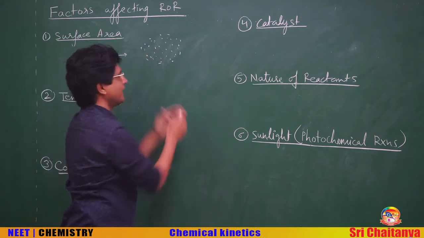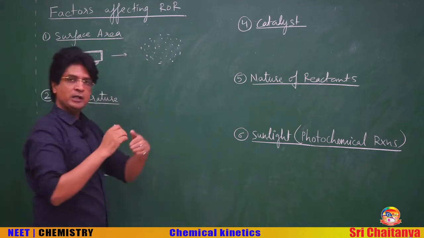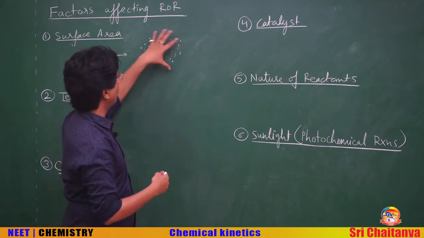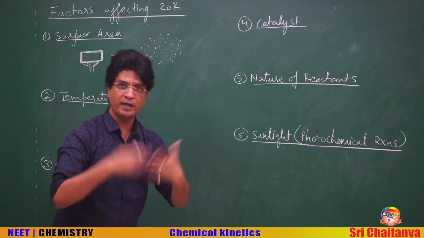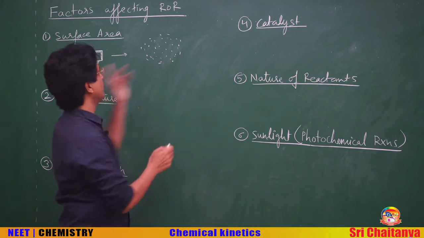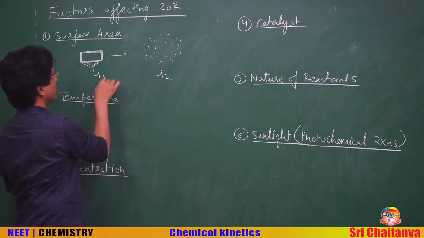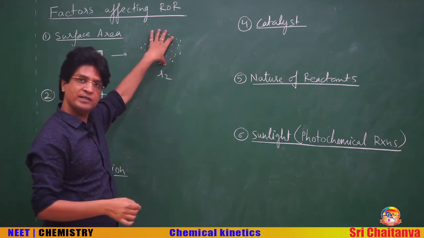They all can react at a given moment of time, while in the other case the particles will react one after another. That's why for all explosives the rate of reaction is very high. All the explosives are in powdery form. So if you make a powder out of it, suppose the rate is R2 and this is R1, this R2 will be more than R1 because we have increased the surface area.